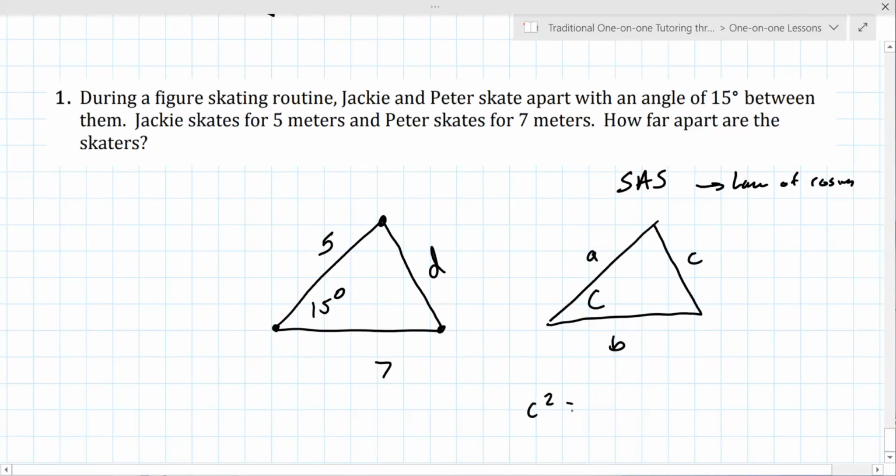So C squared equals A squared plus B squared minus 2AB cosine big C. And so you have all these quantities on the right, and you can just substitute them in and solve for it. So that's a nice starter question. Whenever you're given side angle side, it's law of cosines. Okay, and we'll look at number 2 here.